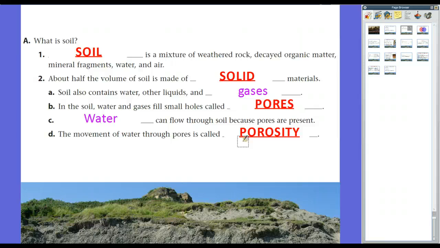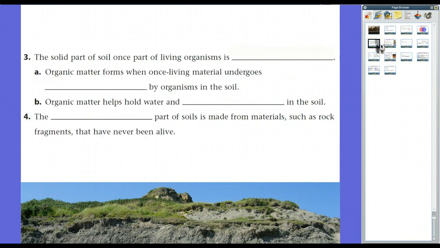Sand is more porous than silt, which is more porous than clay, which when compacted has essentially no porosity, or in other words, water can't pass through it. So let's get into this. Now, the solid part of soil, once part of living organisms, is organic material, or organic matter, which we just talked about.